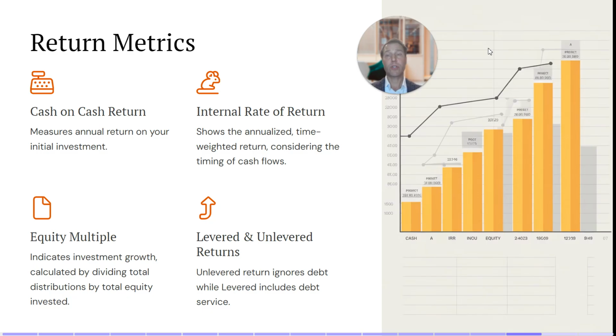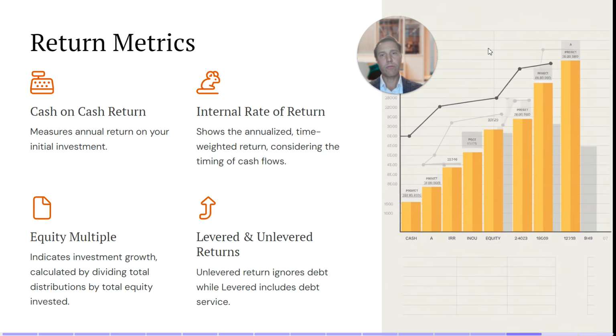So there are a few different return metrics that we will review and dive into, and we'll see in the Proforma calculating these. The first will be cash on cash return, which basically measures your annual return on your initial investment. It's going to tell you exactly what your percentage return on what you invested. The internal rate of return, or your IRR, is going to show your annualized return. So this is taking into account how much time you actually get your return back.